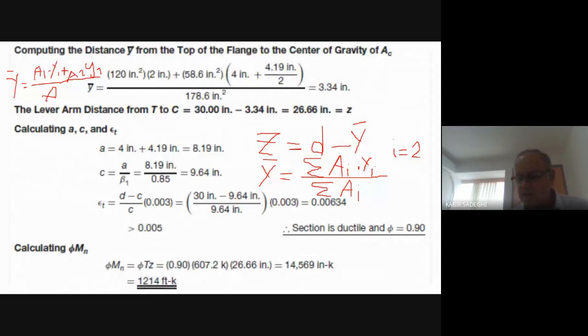A1 plus A2. Therefore, see, this is for you A1. This is Y1. This is A2. And this is Y2, over A, which equals A1 plus A2. You find Y bar equals this value.